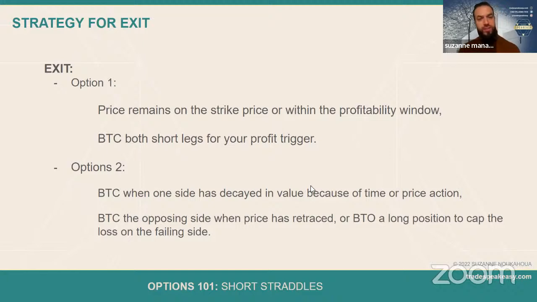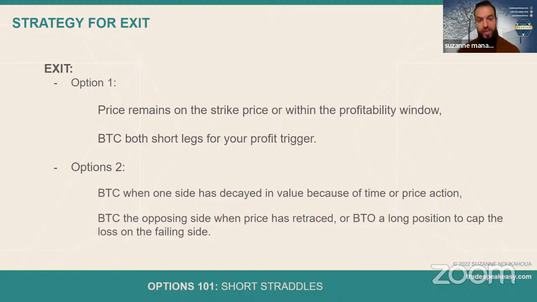To exit this, option number one is price remains on the strike or within the profitability window, and you simply buy to close the structure for the profit trigger. So you're still going to want to close this without letting it expire. And you want to close it at a profit trigger because it's just a much easier way to manage.